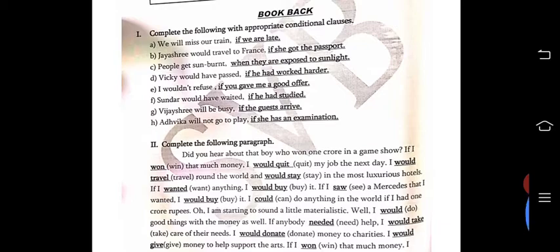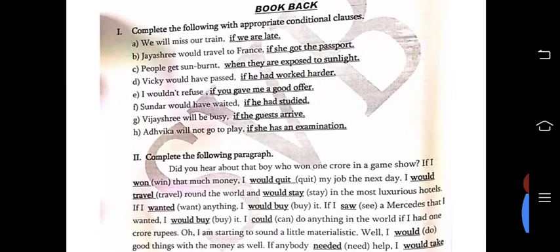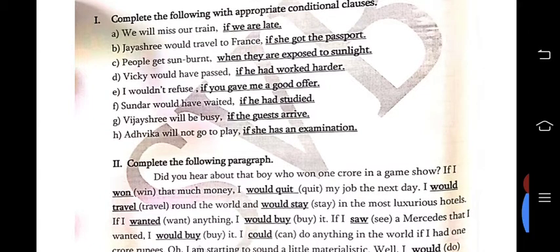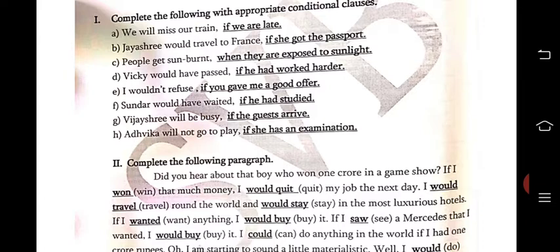Complete the following with appropriate conditional clauses. See here. We will miss our train. So just note it down. So here, we will miss our train. So here, the sentence starts with the future form. So in the first conditional, what we read, one side we should have present and one side we should have future. So this is what they have given here. One side they have given future. So we have to complete it with present form. If we are late, we will miss our train.